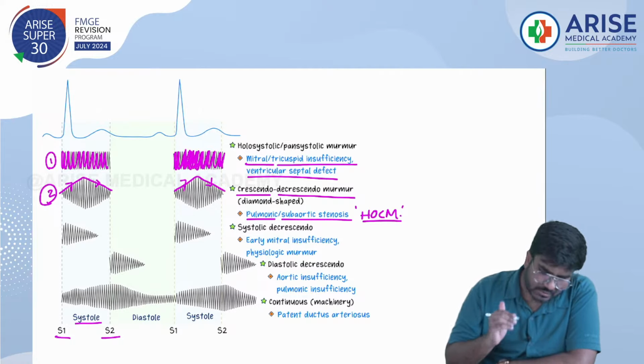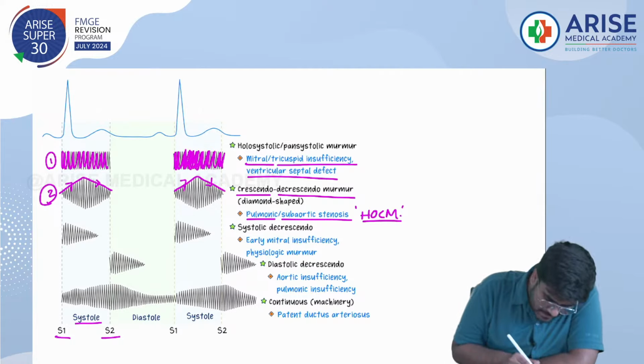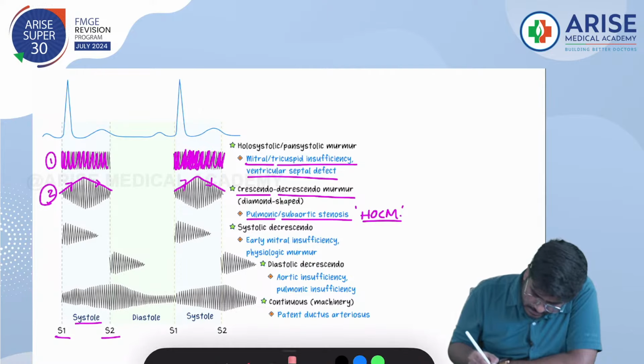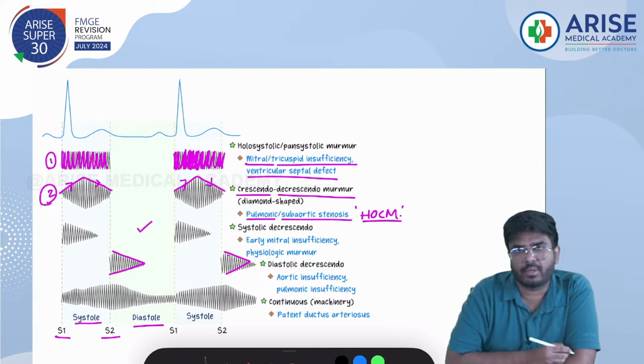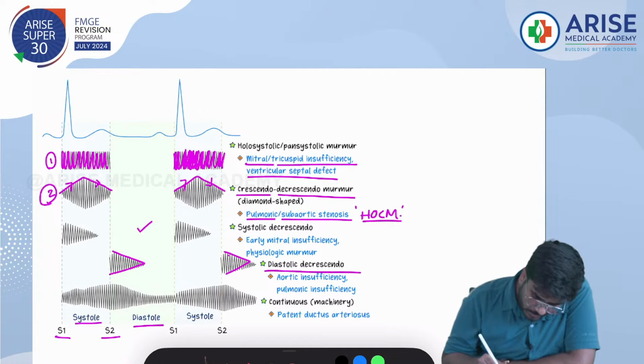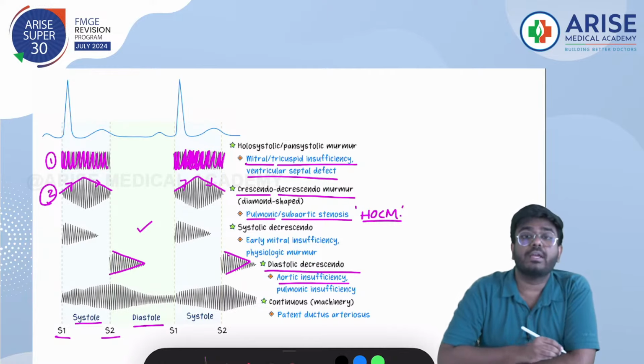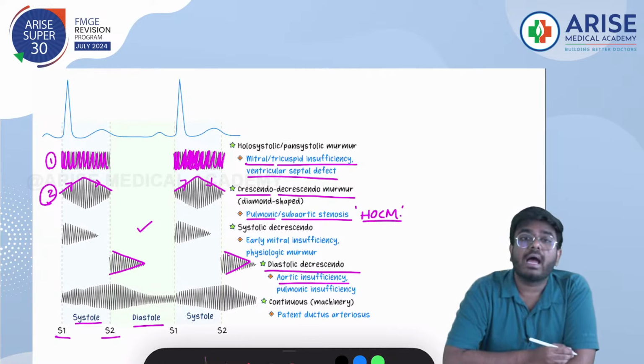Okay, the next murmur which I want you to know for your exam is the diastolic murmur. See this diastolic murmur. This is the phase of diastole, right? So, an early diastolic murmur. It is going to be seen in aortic insufficiency, the patient who is having aortic regurgitation.